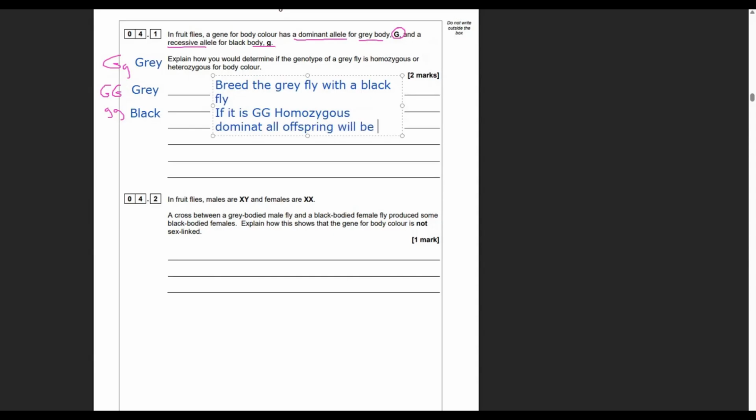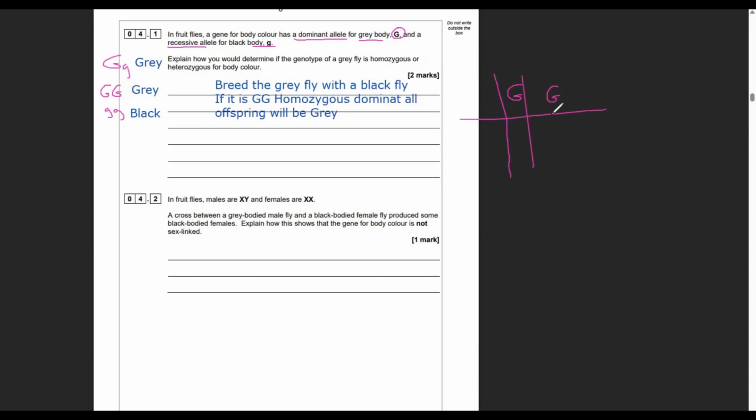Now, the black fly is going to be little g, and so if the grey fly is homozygous for big G, then all of the offspring will be grey because they're all going to receive a big G from the grey fly. So I'm showing you the cross here, a monohybrid cross. It's called monohybrid because we're just looking at one gene with two alleles. So you can see all of the offspring would be heterozygous, big G, little g. They'd all be grey. So that would tell you that they were homozygous dominant.